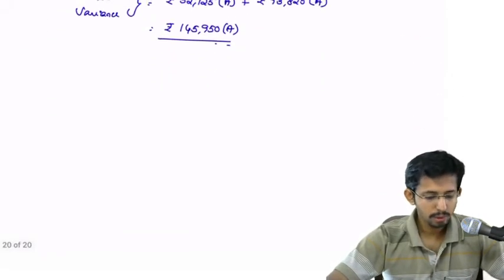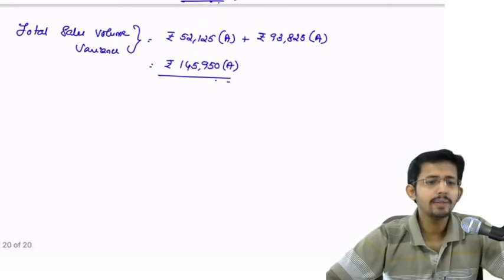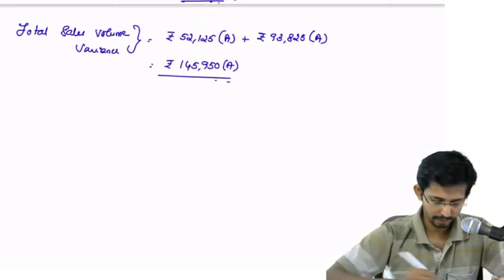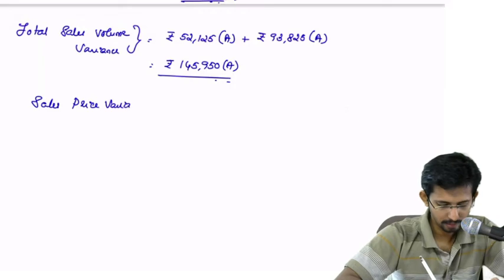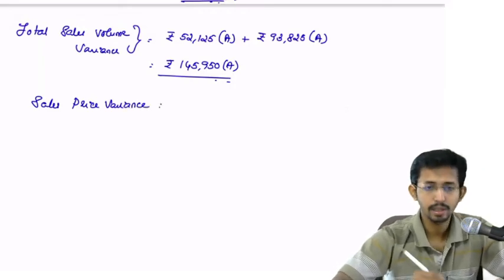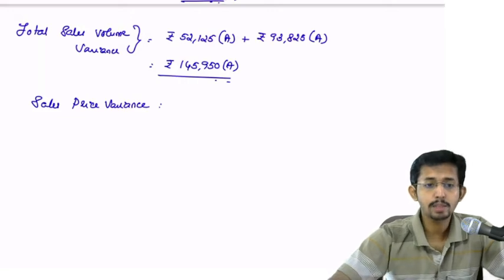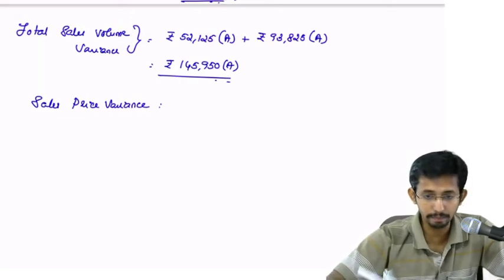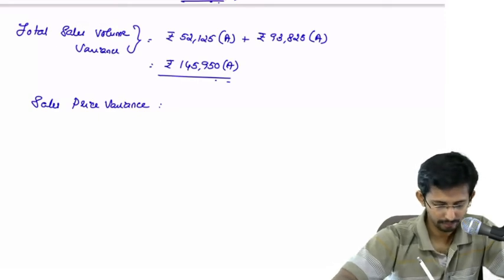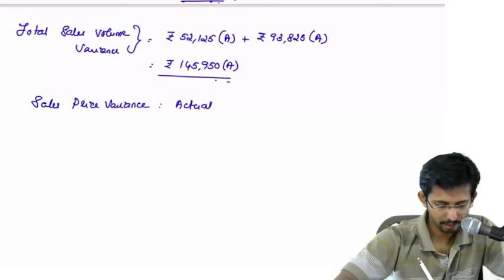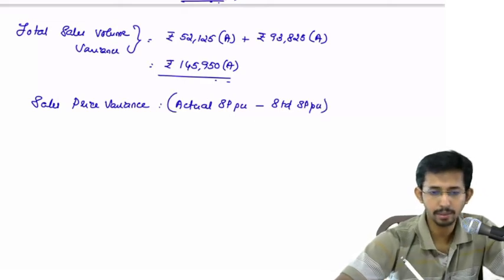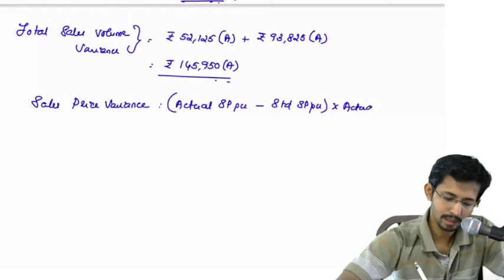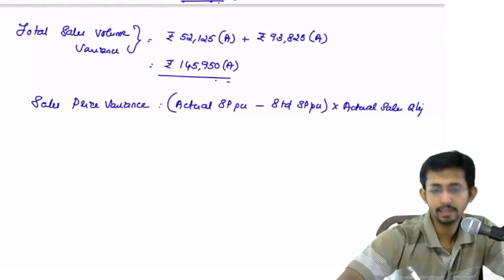Okay. Now what you have to do? You have to compute other variances. Other variance will be sales price variance we have to compute. How do you compute that sales price variance? Sales price variance is the difference between actual selling price per unit minus standard selling price per unit, into actual sales quantity. That is the formula.